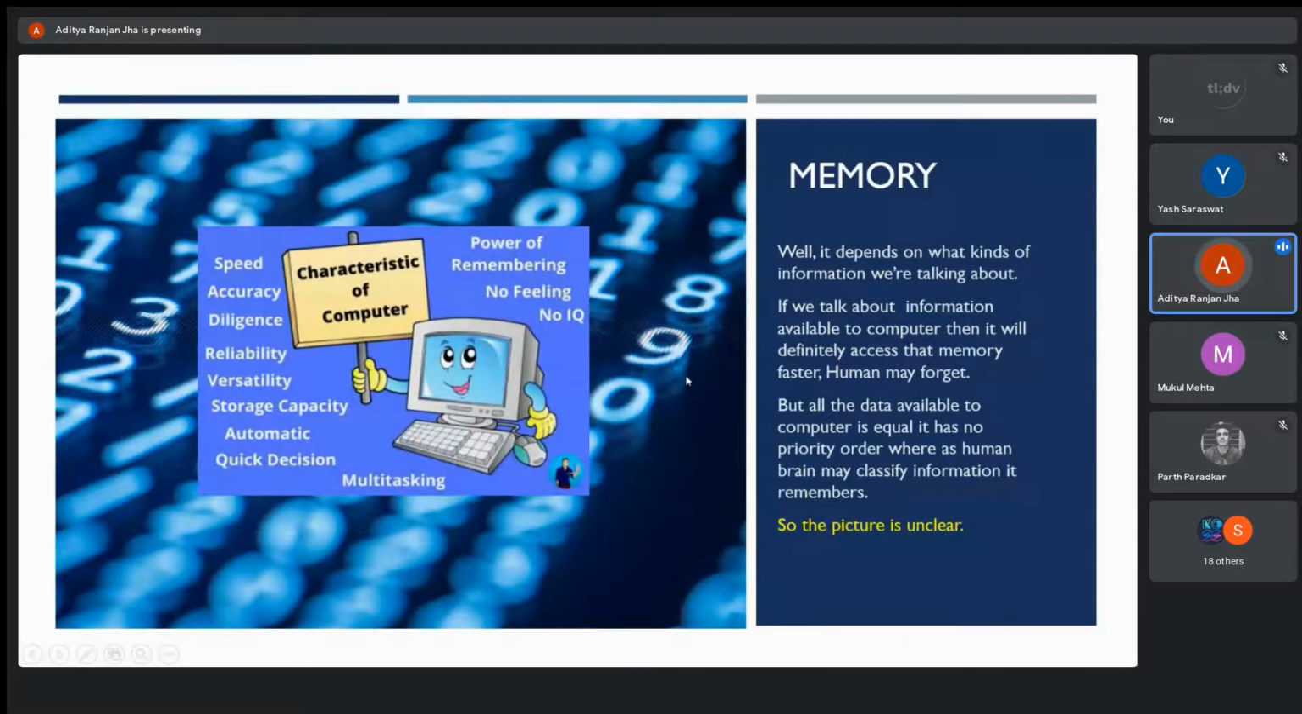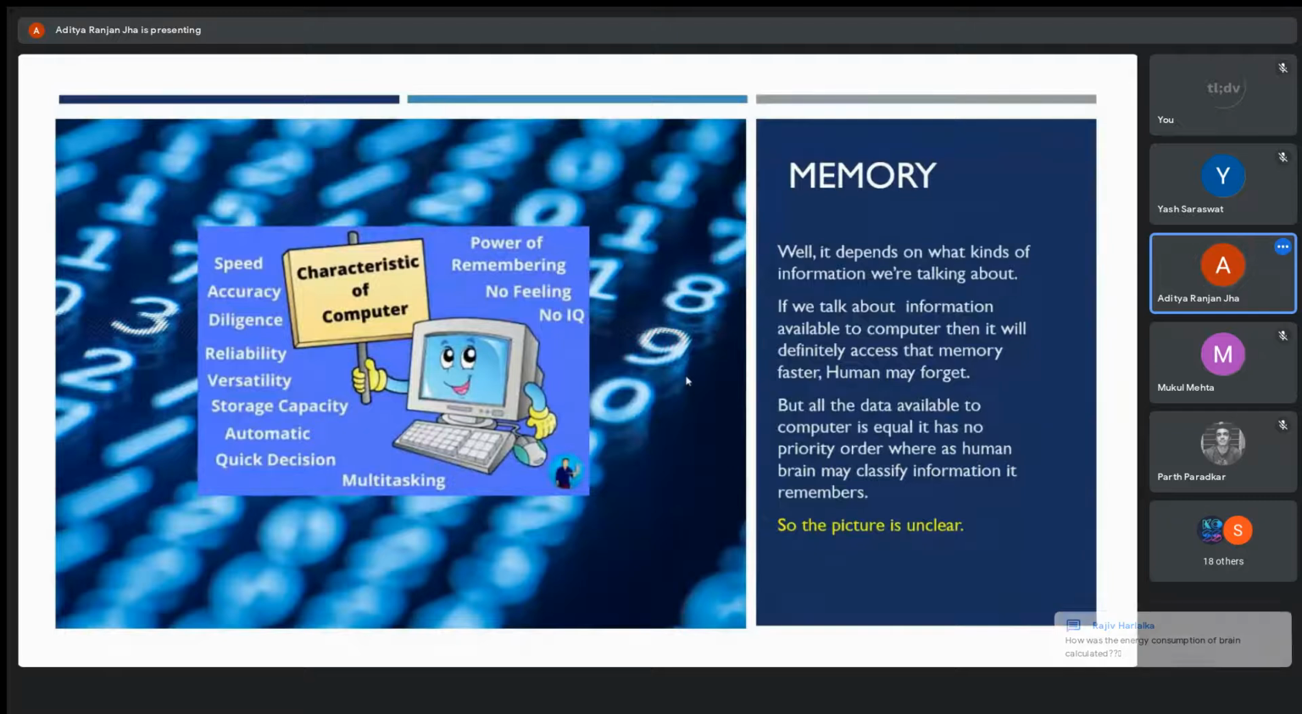And talking about memory, now this is the point where the picture becomes unclear. It is about what type of memory. Suppose I know an answer to a question in an examination, I've studied the question from a book, and if the computer also has that book, it knows that information. I can forget that information, and the computer will definitely access that information and give the answer. So that type of memory access is definitely better in a computer.